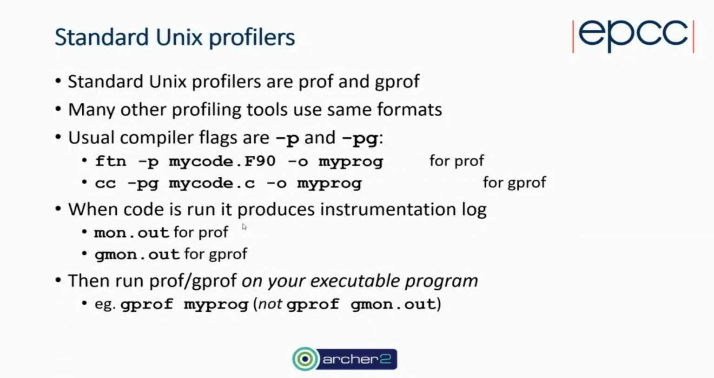Now, the standard profilers we can use in Linux and Unix are the prof and gprof tools. So we can use the -p flag when we compile, or the -pg flag. That adds the extra instrumentation from the compiler. Then you run your code and it produces an output file: mon.out for prof, with the -p flag, or gmon.out for gprof, with the -pg flag. And then there are tools like gprof which let you view this output.